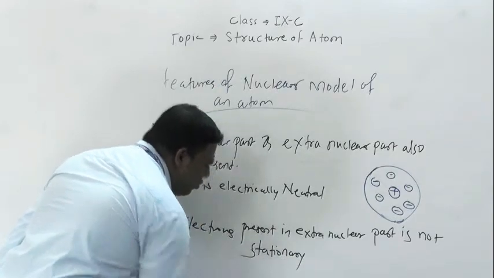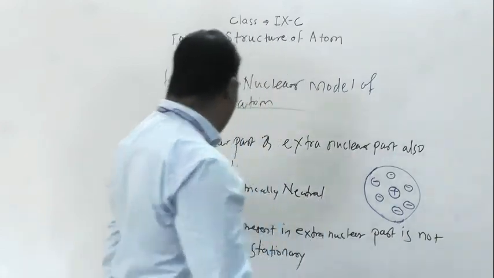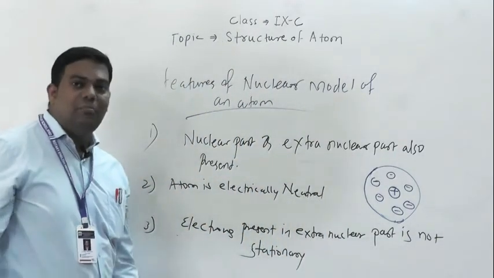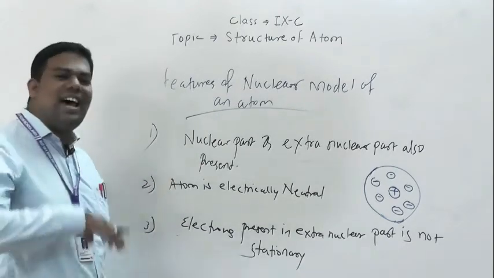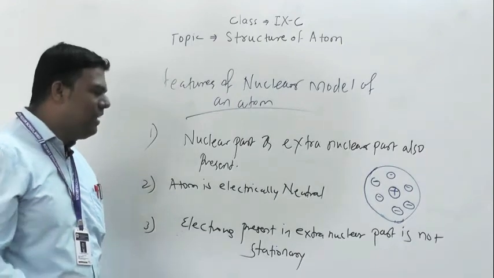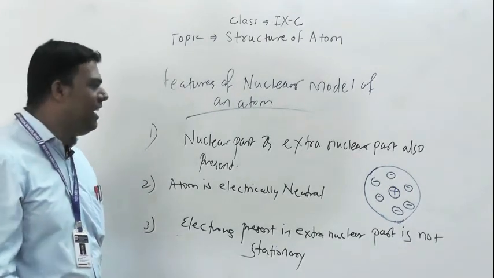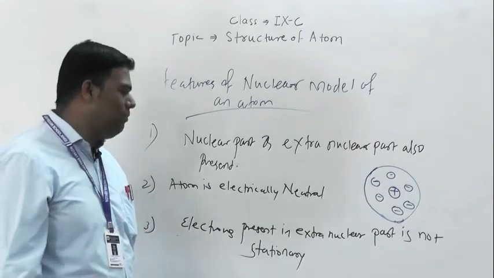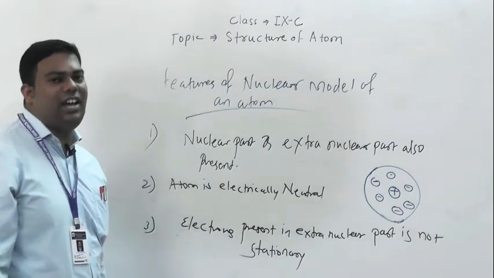So stationary means not at one fixed position. Whatever electrons are present in the extranuclear part are not stationary, which means they are not at a fixed position. So what are they doing? They are continuously losing their energy. This is what Rutherford's atomic model says: they are continuously losing energy.